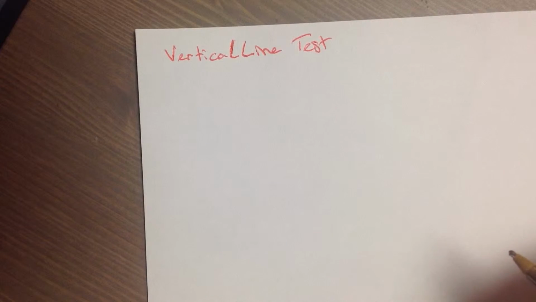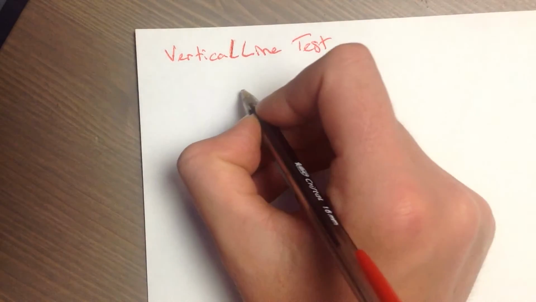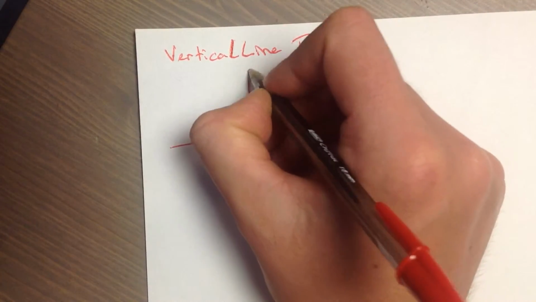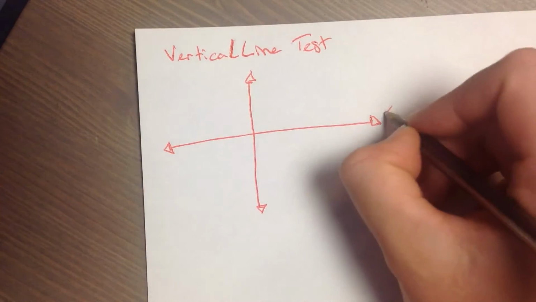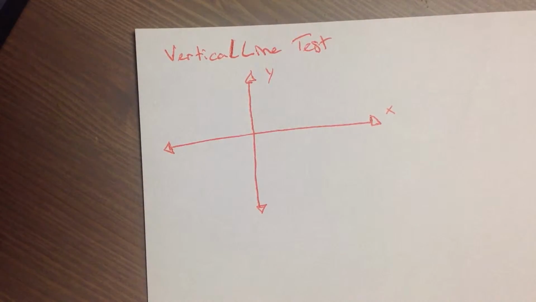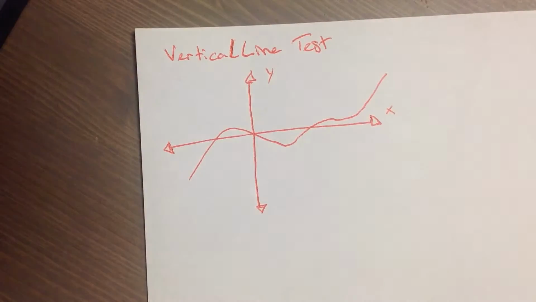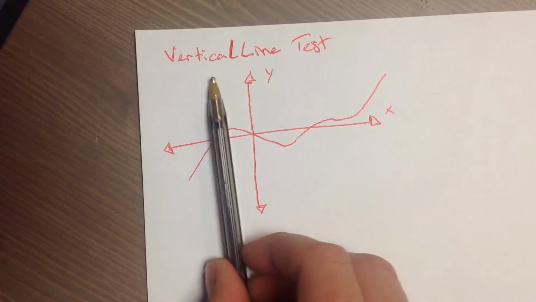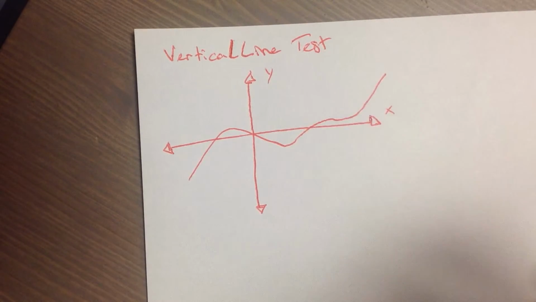So the vertical line test tells us that if we are able to create a vertical line through our graph and have it only touch one y output at a time, it's considered a function. So something that would be considered a function would be something like this. Notice if I were to create a vertical line and go across it, at any given point, it's only going to touch one value on our graph.